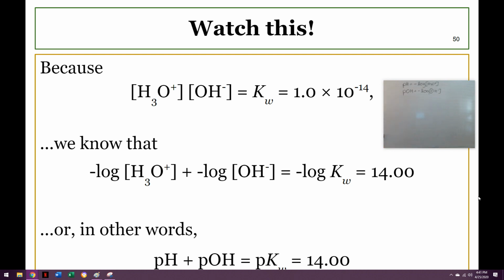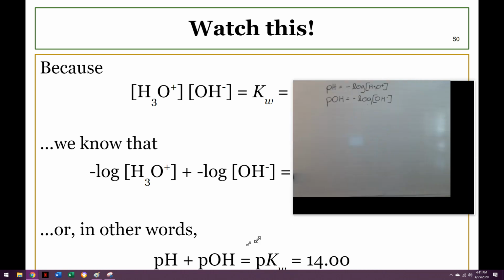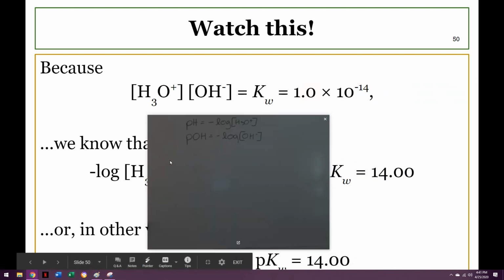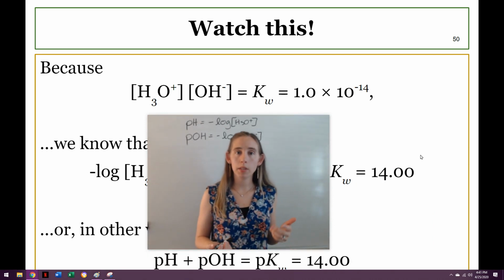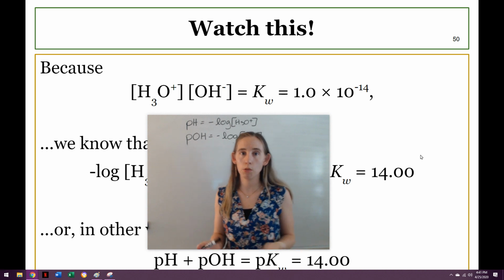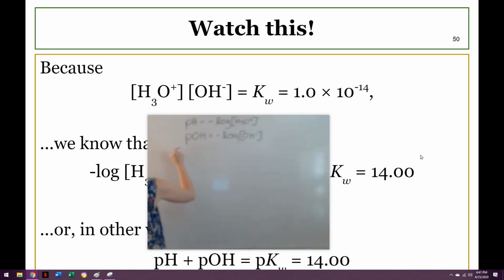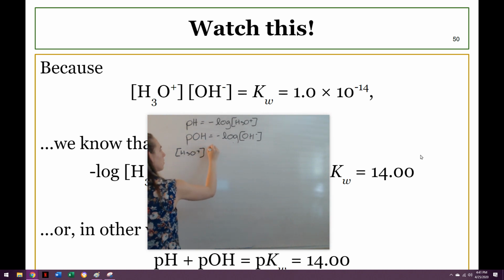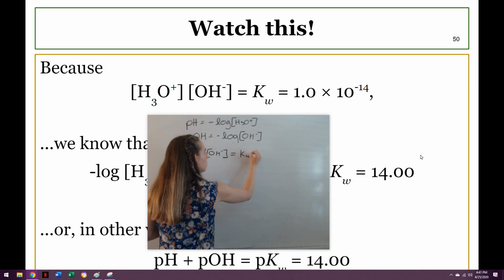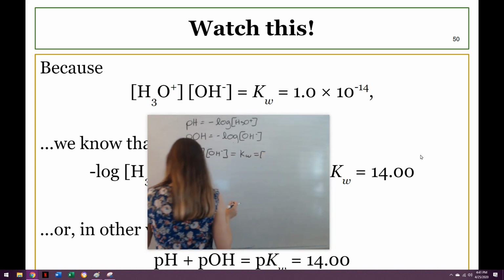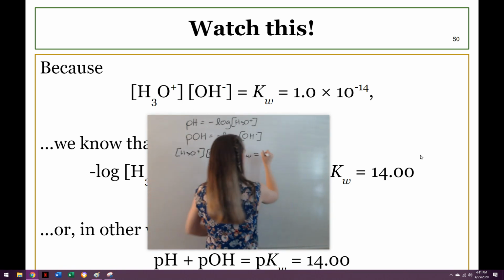So I'm actually going to make my video larger so you can see this better. So to start with, we have our lovely equation here. Hydroxide times hydronium is equal to Kw, which is equal to 1 times 10 to the negative 14. So I'm going to write that out here as well. I'm keeping these up here for a reason. We'll get to them in a second. That is equal to Kw, which is equal to 1 times 10 to the negative 14.